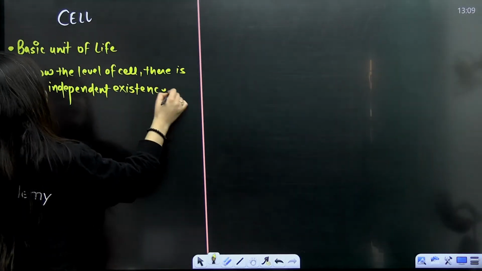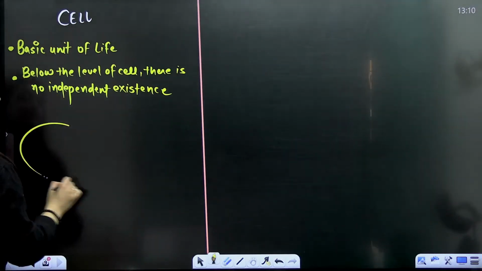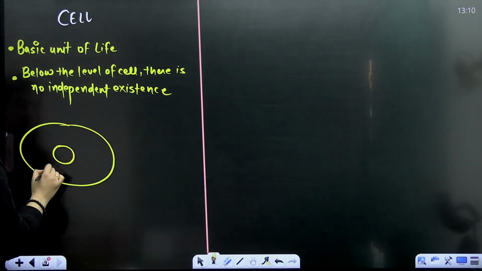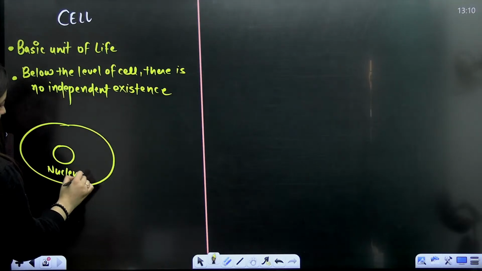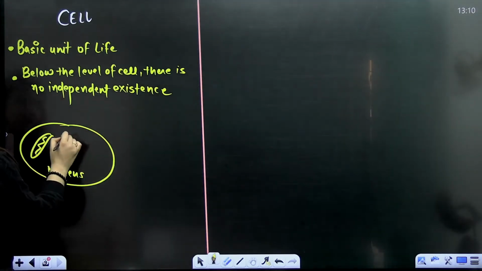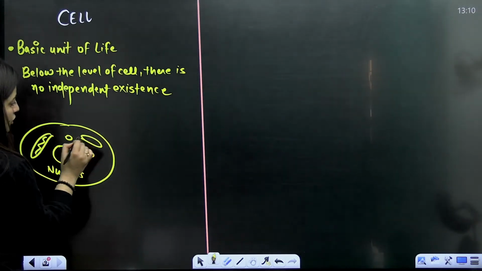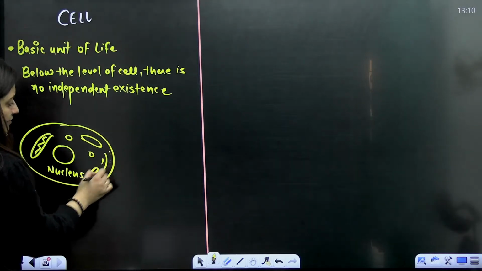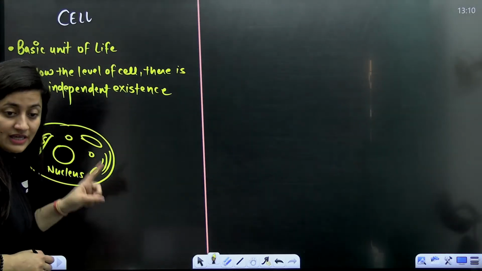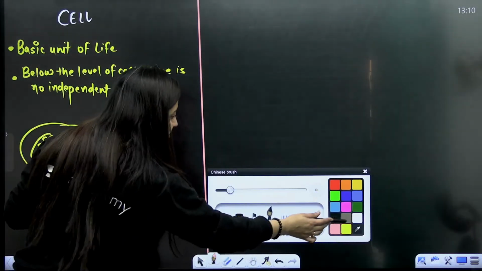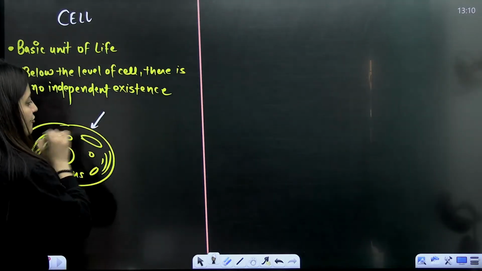What is the meaning of that? Let's suppose this is a cell. It is having the nucleus. It is having the organelles. So what do you think? Can these organelles survive alone? No, they cannot. It is the cell which is having everything essential for life.